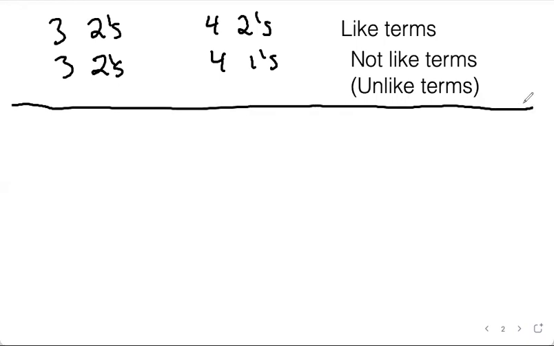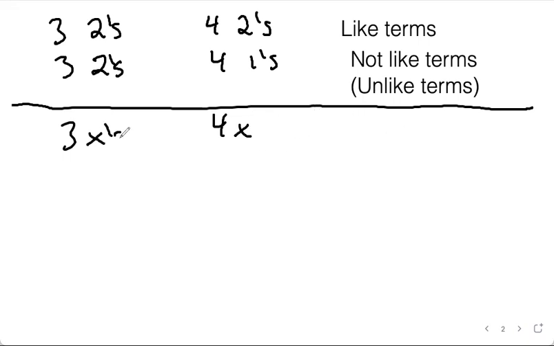You can also do this with letters, right? Which is not surprising, because remember that in algebra, letters are supposed to be numbers. We use letters to represent numbers that we don't know. Letters are like mystery numbers. So it's only natural that if people are doing this with numbers, then they would also start doing this with letters as well. So let's say we have 3 x's, and let's say we have 4 x's.